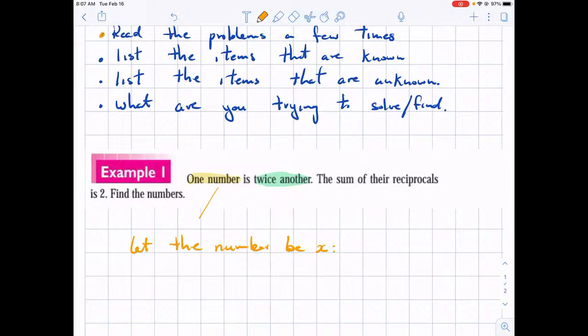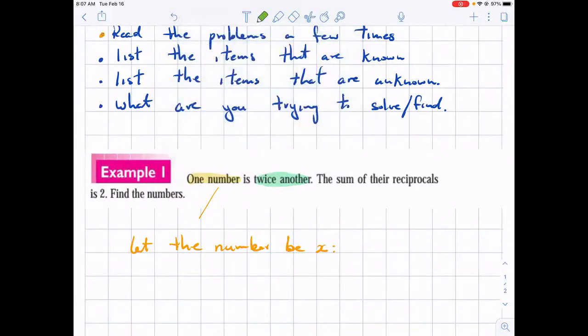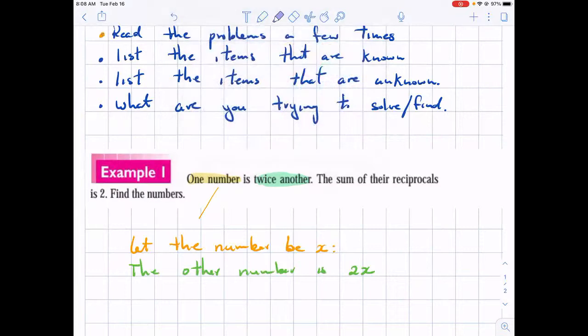Now, one number is twice another. So if the first number is x, then the other number is 2 times x. Yeah, because one number is twice another. So if one of them is 2x, the other will be x.